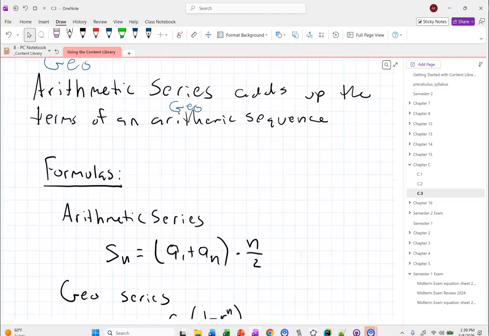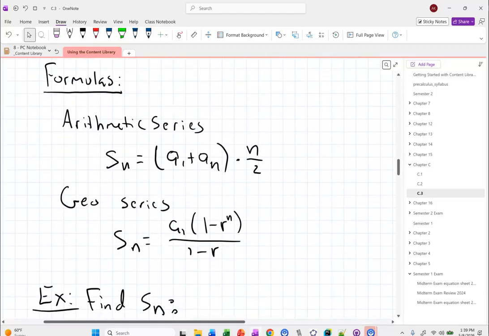Now, the nice part is for each of these, we have a compact formula that lets us calculate any partial sum just based on the first term, the last term, and the term number for arithmetic, and then the first term, the r, and the term number for geometric. So you don't actually have to enumerate each term out and add them together, which can be a hassle. So let's practice using these formulas to compute these partial sums. Sound good?